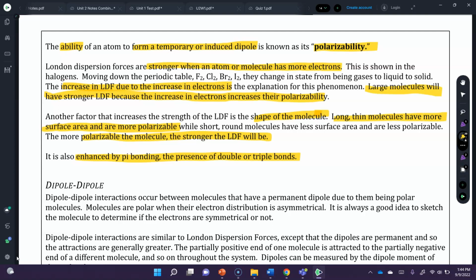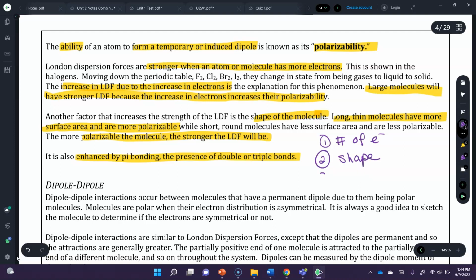So there are three things that impact polarizability. The first is the number of electrons. The second is its shape. And the third is the presence of pi bonding. And these all contribute to the London dispersion force strength.